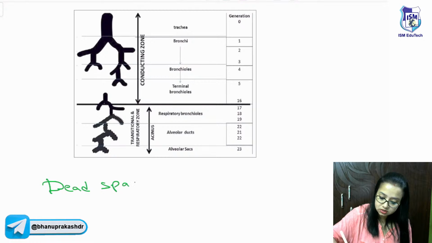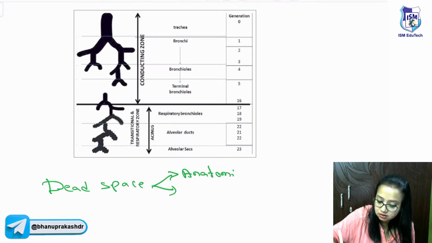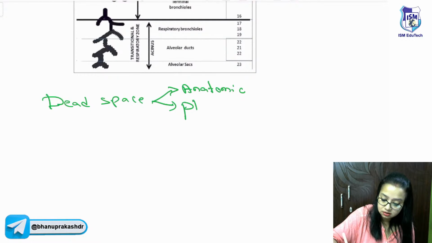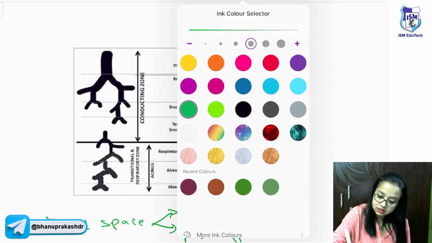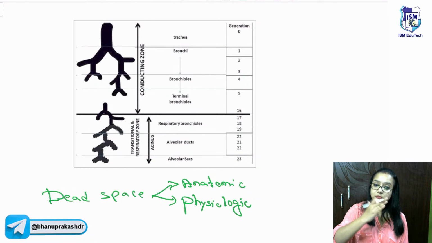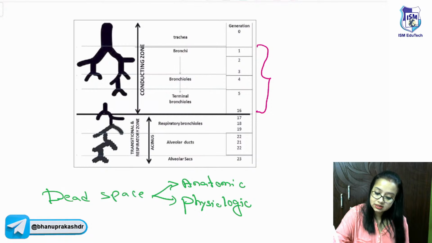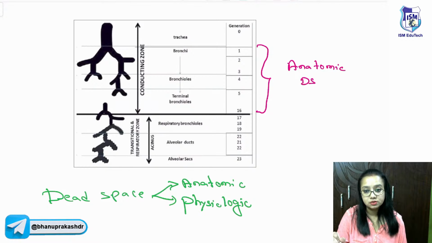Dead space means anatomic dead space and physiologic dead space. Now, anatomic dead space means the regions in the respiratory structure where only passage of gas or passage of air takes place. So, basically, it is referring to the first generation to the 16th generation. That is the structure of the conducting zone. This is anatomic dead space.